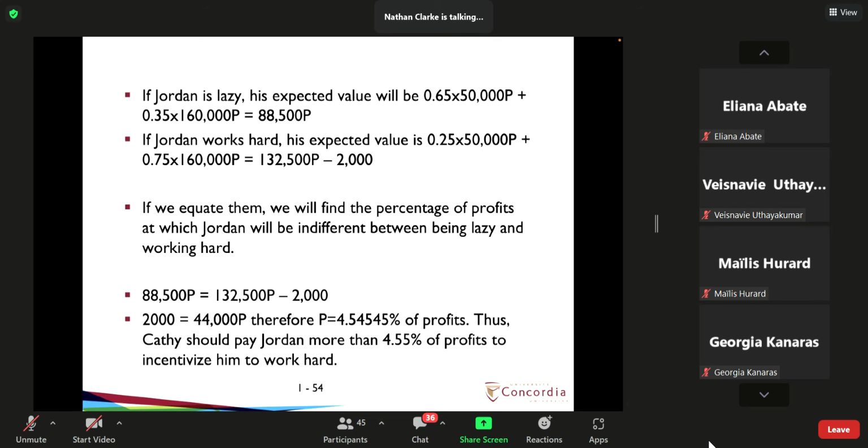That gives you 2,000 equals 4,400 P. You divide 2,000 by 4,400, you'll find that P equals about 4.54. So essentially what we're saying is that if the owner pays Jordan more than 4.55% of profits, it will incentivize him to work hard. And that is what he should do. That is what she should do.